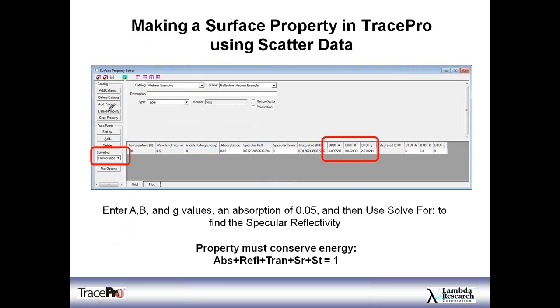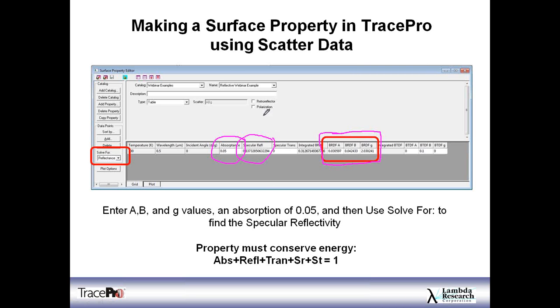We now have the surface property editor open for editing. In this case, I defined the absorption as being about 5%. I entered in the ABG values I got from the converter utility: 0.030597, 0.042433, and 2.030241. And then we have an option here called solve for. In this case, I solved for the reflectance, so I solved for this specular reflection value.